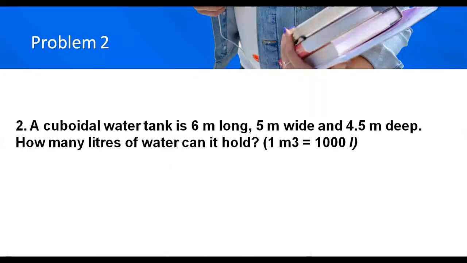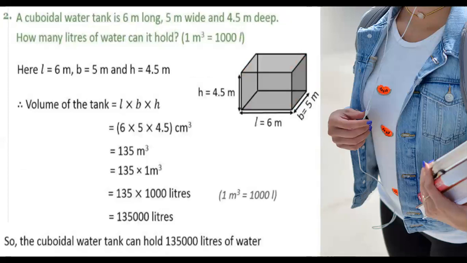Coming to problem 2, a cuboidal water tank is 6 meters long, 5 meters wide and 4.5 meters deep. How many liters of water can it hold, where 1 meter cube is equal to 1000 liters? So here we are given a cuboid water tank which is 6 meters long, 5 meters wide and 4.5 meters deep. And we need to say how many liters of water it will hold.